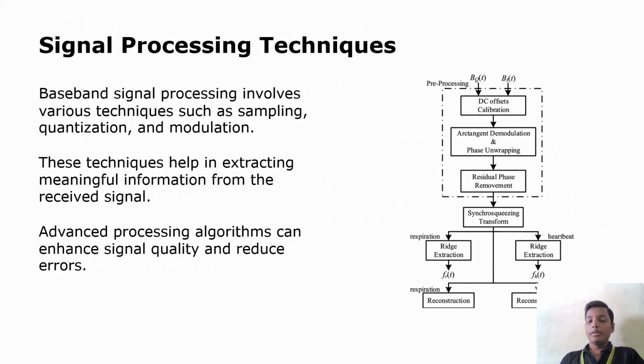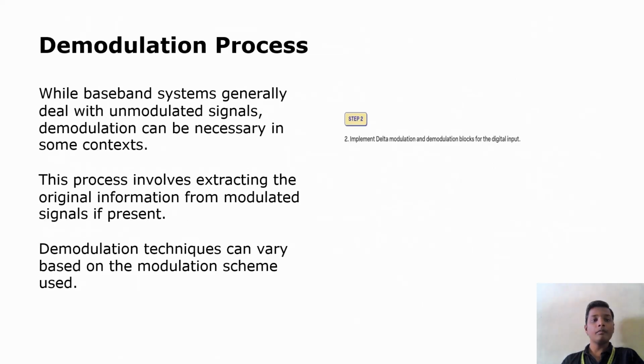It is converted into reconstruction of heartbeat and respiration signals. Demodulation process. While baseband systems generally deal with unmodulated signals, demodulation can be necessary in some contexts. This process involves extracting the original information from modulated signals if present. Demodulation techniques can vary based on the modulation scheme used.